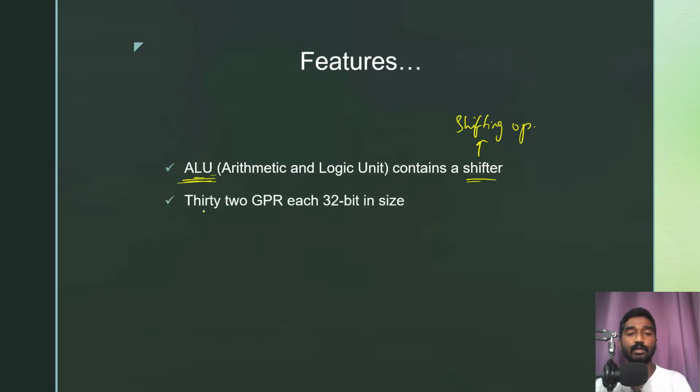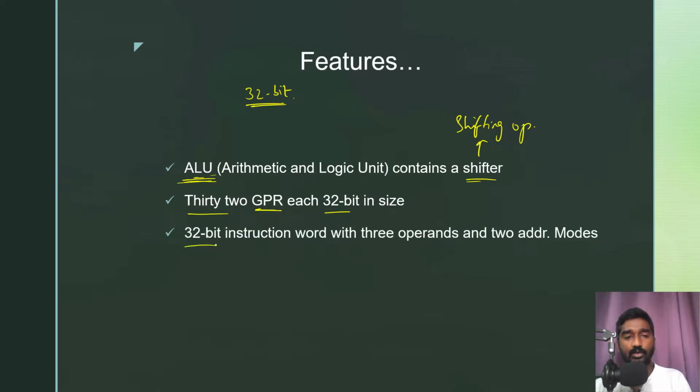Next, it has 32 general purpose registers, each 32-bit in size. Your Microblaze processor is a 32-bit processor, right? So it has 32 general purpose registers, and since your processor is a 32-bit processor, the size of each general purpose register will also be 32-bit. Again, it has a 32-bit instruction word with 3 operands and 2 addressing modes.